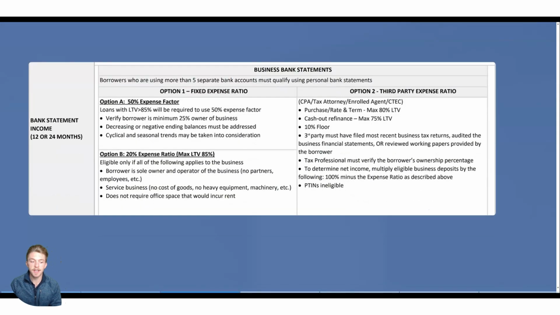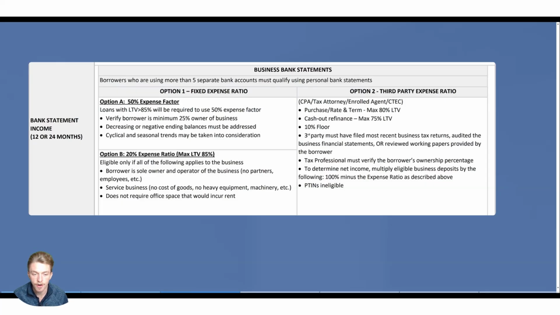This is actually a breakdown of an investor we utilize for bank statement loans, and I'm going to go through both business and personal bank statements and the different options of expense ratios that we're able to utilize. Option A is that 50% expense factor. If you're putting less than 15% down, you'll be required to utilize a 50% expense factor. We'll also need to verify that you, the business owner, have a minimum of 25% ownership.